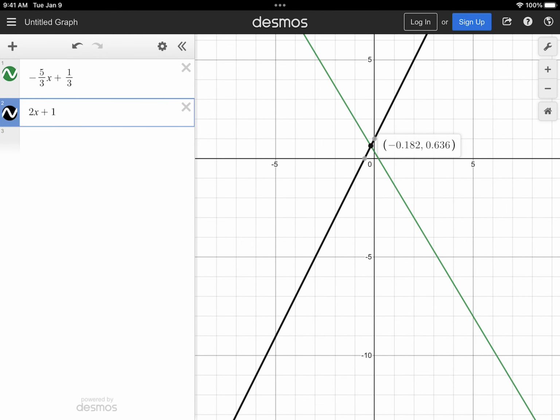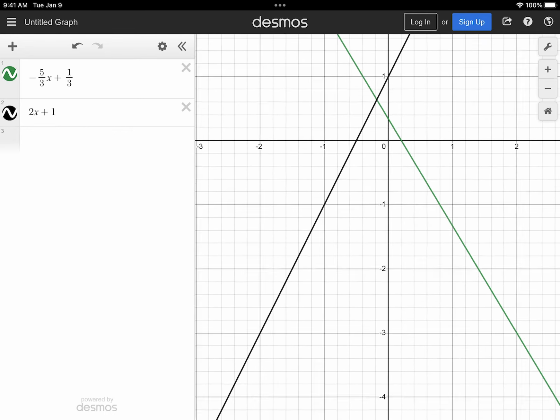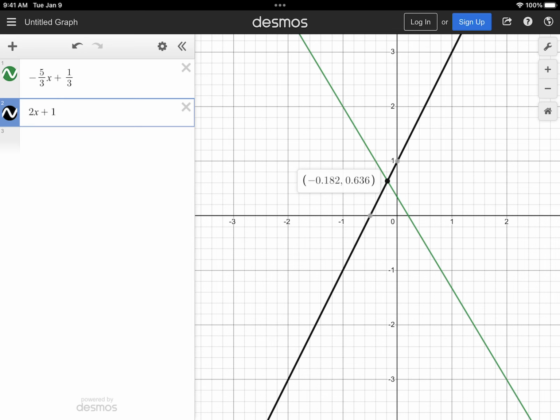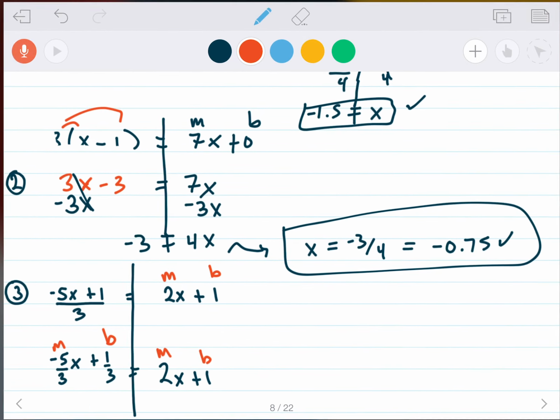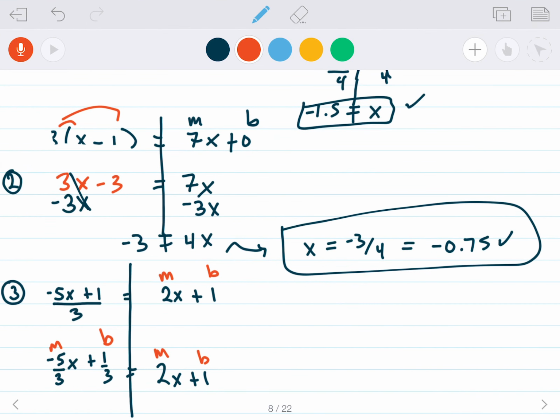All right, so let me zoom in just a little bit here. I'm going to press their intersection. So it looks like they intersect at x equals negative 0.182. So let's confirm that with our algebra.